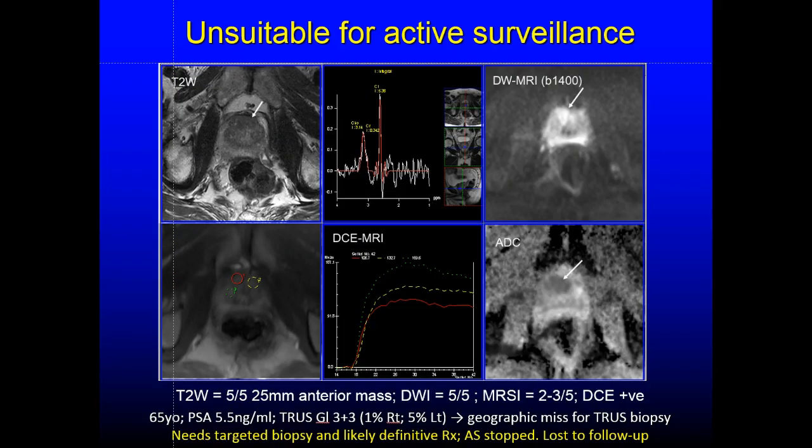Whereas if you look at a patient like this, you can see that this was an obvious miss for the TRUS biopsy. You can see he had 1% of cores on the right, 5% on the left, only Gleason 3+3, but there's a large anterior tumor that has been missed. This patient had his active surveillance curtailed, but I haven't been able to find any follow-up on him recently.